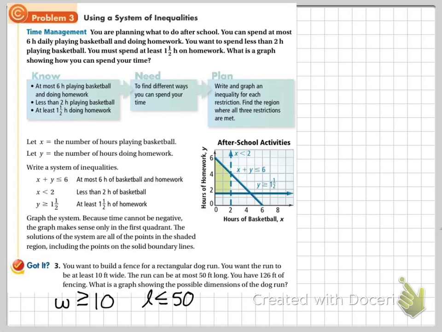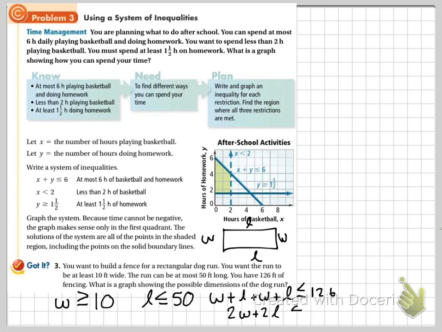And then, okay, so think of this picture here. Right, here's our width, length. The whole fence needs to be 126 feet or less, right? We only have 126 feet of fencing. So W plus L plus W plus L. We've got the 126. 126 is the biggest we can be. And it's okay if we use all the fence, so I've got it less than or equal to. And I can simplify that to be 2W plus 2L is less than or equal to 126.